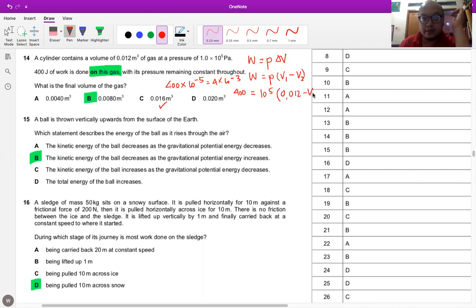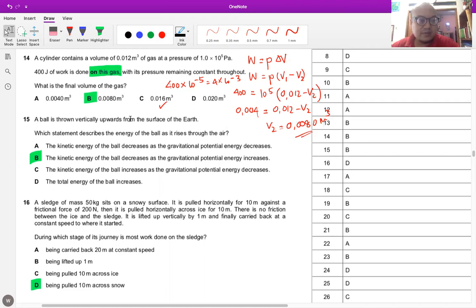Here it is 0.012 minus V2. So 0.004 equals 0.012 minus V2. So V2 equals 0.012 minus 0.004, which equals 0.008 meter cubed. Yes, correct.